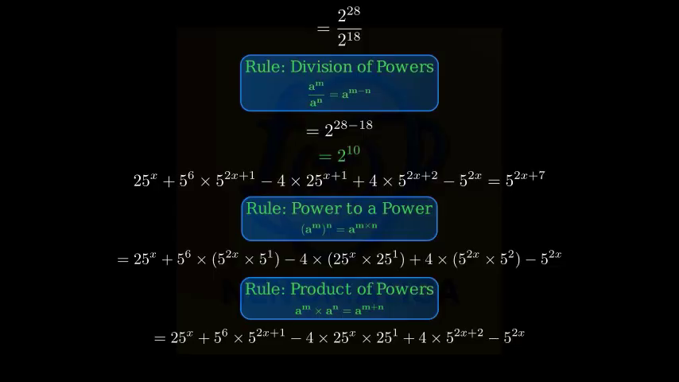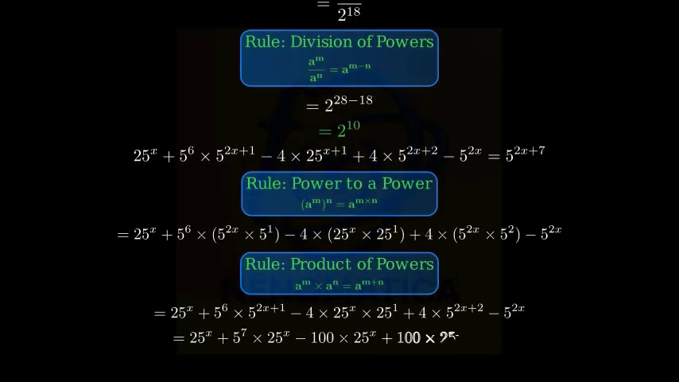5 to the power of 2x times 5 to the power of 1 equals 5 to the power of 2x plus 1. We also rewrite 25 to the power of x plus 1 as 25 to the power of x times 25 to the power of 1. And 5 to the power of 2x times 5 squared equals 5 to the power of 2x plus 2.